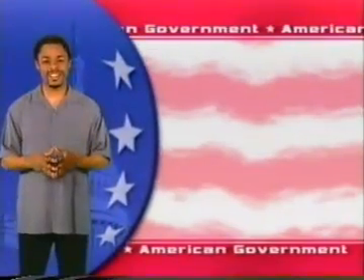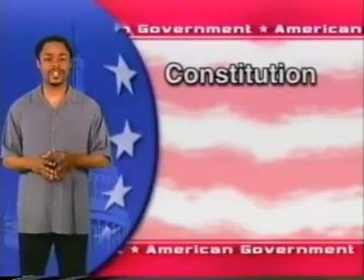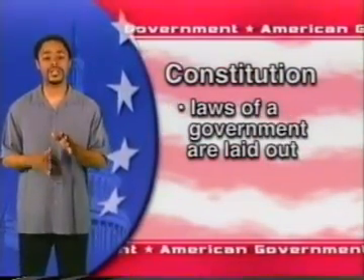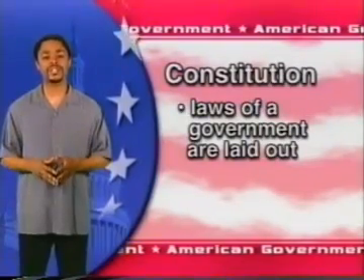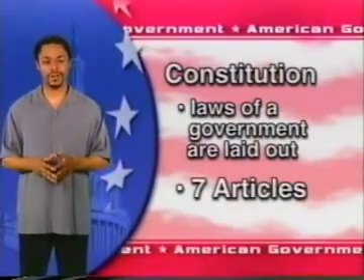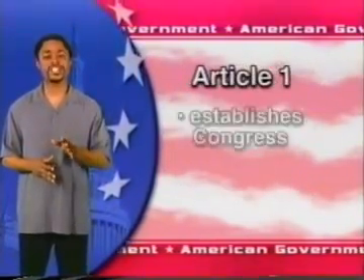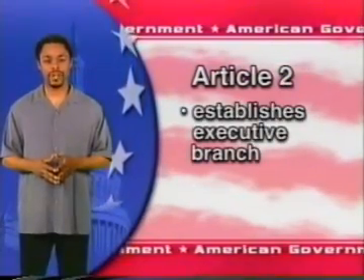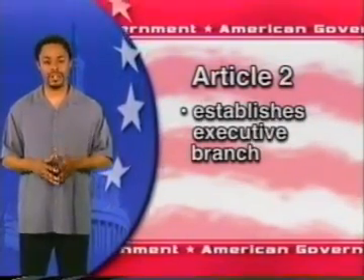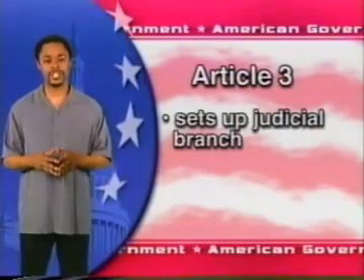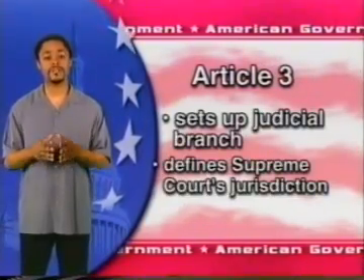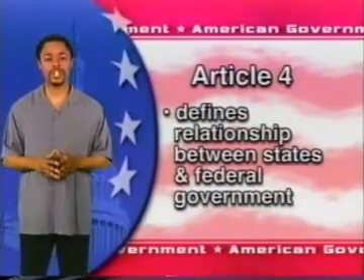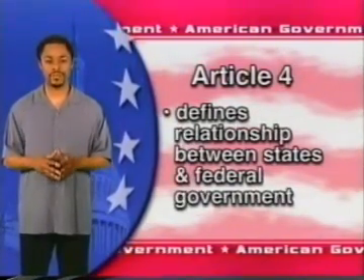Okay, review time. A constitution is a document in which the laws and principles of a government, state, or society are laid out. The U.S. Constitution contains 7 articles. Article 1 establishes Congress. Article 2 establishes the executive branch and spells out the president's term of office. Article 3 sets up the judicial branch of the government and defines the Supreme Court's jurisdiction. Article 4 defines the relationship between the states and the federal government.